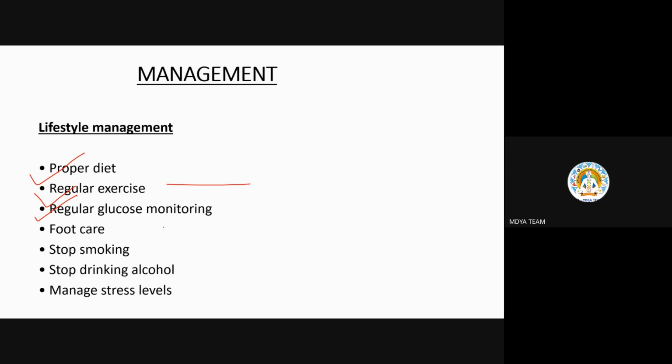Now, regular glucose monitoring. We have to go for regular checkups. Diabetic people usually go for regular checkups of the glucose. Foot care, stop smoking and alcohol, drug abuse, etc. Manage stress levels because everything is at the manomaya kosha.